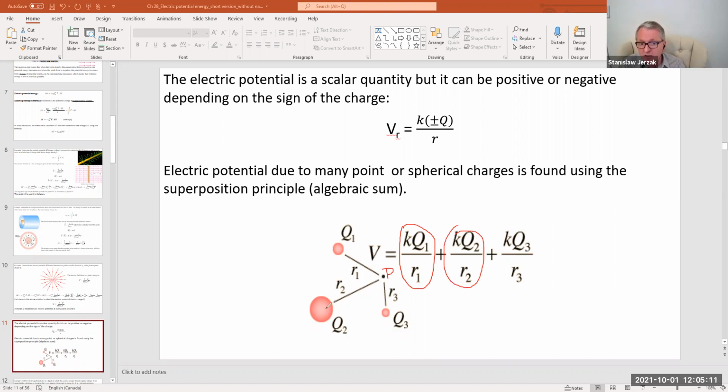Now R2 is the distance from Q2 to point P, and Q3 would also produce its own potential at point P, given by this expression. So to calculate the total potential due to many point charges, you have to use the superposition principle, remembering that if the charge is positive, you take plus. But if the charge is negative, let's say Q3 is negative, then instead of plus, it would be minus, right? So you have to remember about that sign.